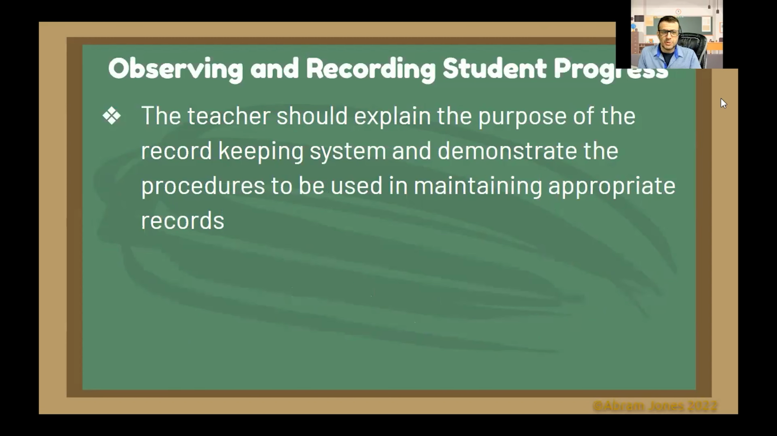The teacher should explain the purpose of the record keeping system. We have to know why we're recording this stuff, not just that it's your job to record this stuff. Why are we doing it? And the teacher should demonstrate the procedures to be used in maintaining appropriate records. So they'll tell us how to do it, and they will expect us to do it that way. Why? Because if we record everything in a uniform way, it makes it easier later to use those data in an IEP or anything else the teacher needs to use it for.